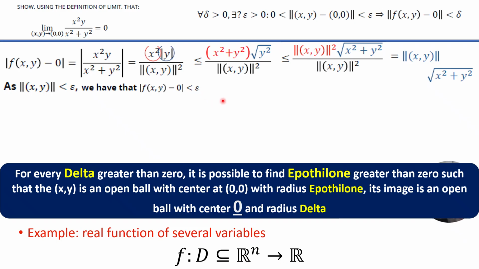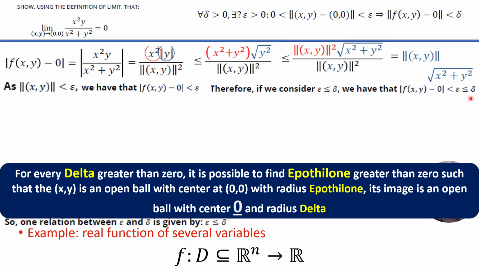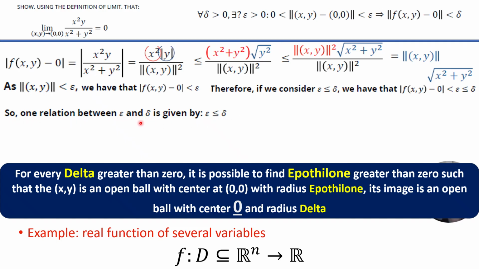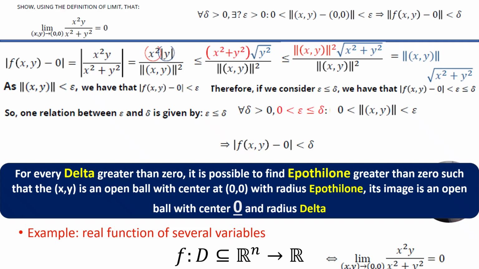From the beginning, I have the assumption that epsilon is less than delta. Their values compensate very well. So we have at the time being f of (x, y) minus 0 less than epsilon, so it makes sense it's less than or equal to delta. So one relation between epsilon and delta is given: epsilon is less than or equal to delta. And so for every delta greater than 0, you will have epsilon less than delta, where the open ball at (x, y) with center at the origin has a radius of epsilon. I will find for the image an open ball at f of (x, y) minus the value of the limit, with radius delta. And now I'm sure about the check that the limit exists and is equal to 0, as you can see.